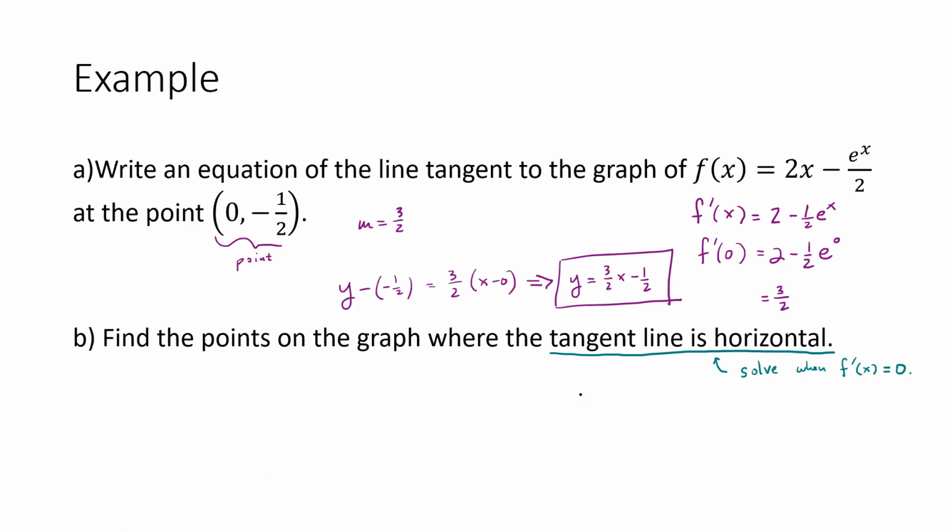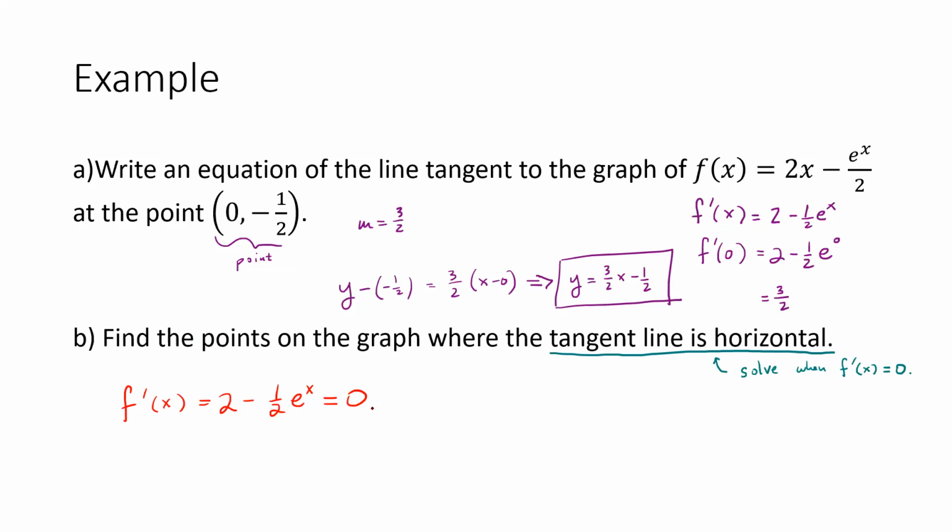Okay, so when you see solve where the tangent line is horizontal, we're just solving when f prime of x is equal to 0. Which we found f prime here was 2 minus 1/2 e to the x. So we'll set that equal to 0, and then we'll solve it out, try and solve for x.